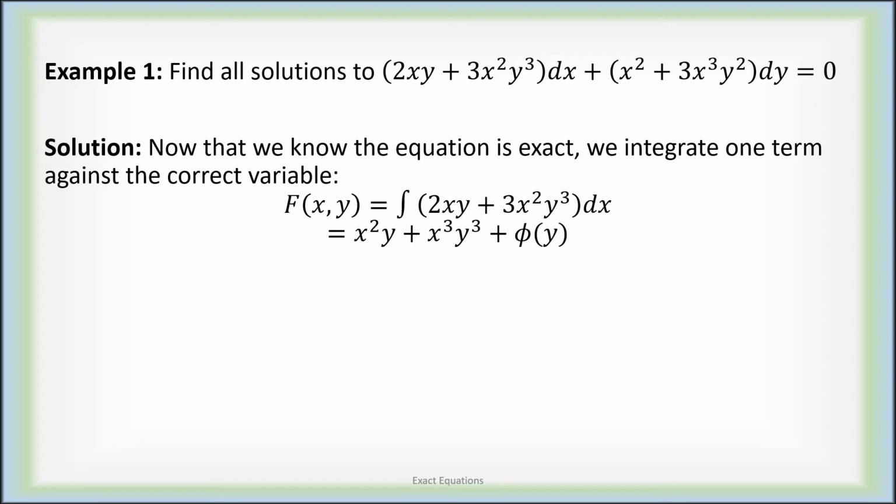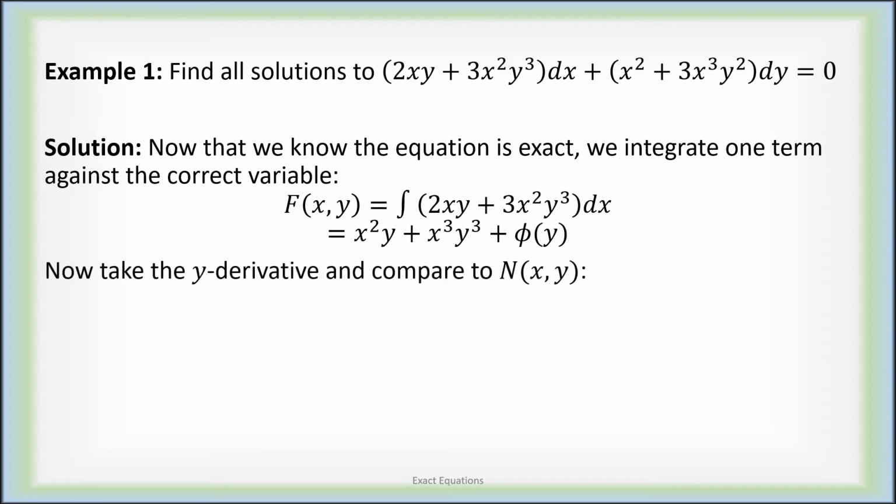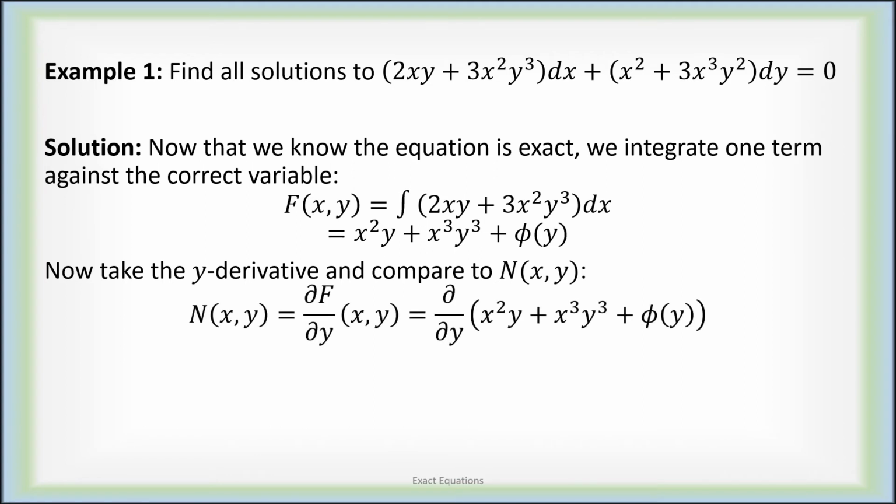So whatever F of x,y is, it should be x squared y plus x cubed y cubed plus terms that only involve the variable y but no longer involve the variable x. So now I take a y derivative and compare it to the capital N. So I take a y derivative of what we just found. So I need to take a y derivative of x squared y plus x cubed y cubed and this unknown function phi. And we end up with x squared plus 3x squared y plus phi prime.